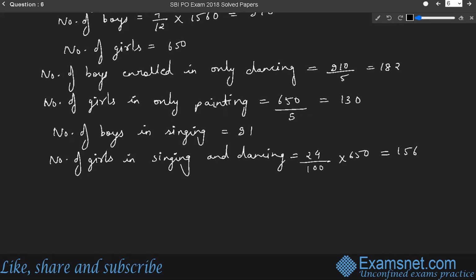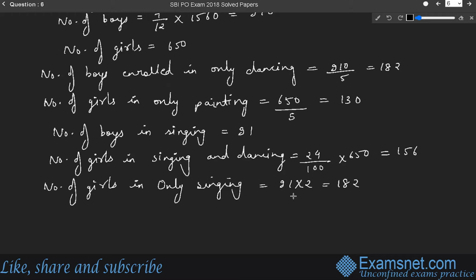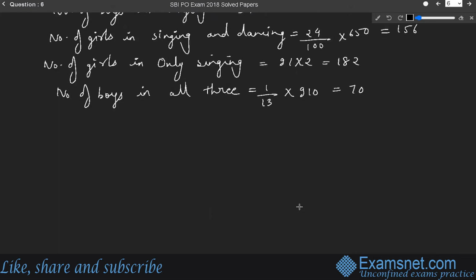Now, the number of girls in only singing will be equal to 91 into 2, which is equal to 182. Similarly, the number of boys in all the three activities will be equal to 1 by 13 into 910, which is equal to 70.